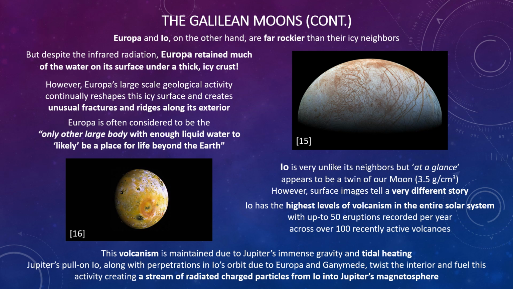And so Jupiter's pull on Io, along with perturbations in Io's orbit due to pulls from Europa and Ganymede, have twisted that interior, and this fuels a lot of volcanism, which sends out a stream of charged particles into the atmosphere of Io and then out into the magnetosphere of Jupiter. And so Io is actually contributing to that magnetosphere by continually pumping out charged particles.